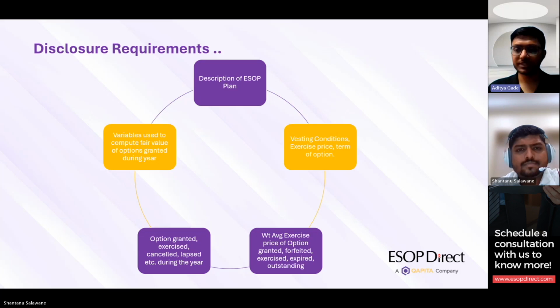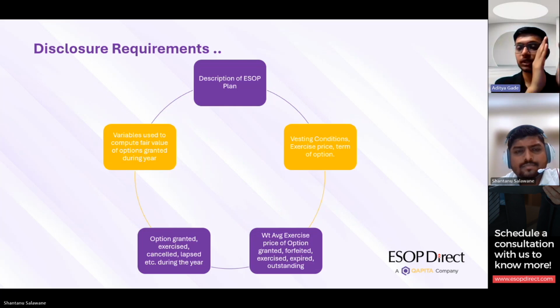So first is the vesting conditions. I will start from the top. From the top, the first thing that the company has to disclose is when the plan is adopted. So when the shareholders or NRC has approved that scheme or plan, that date is important. Second is what is the pool size. What I mean is, let's say there are 100 shares overall in the company.